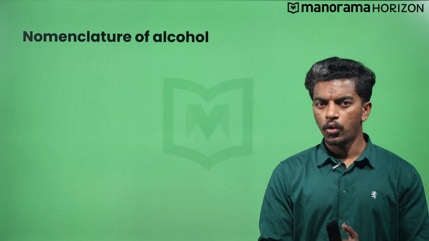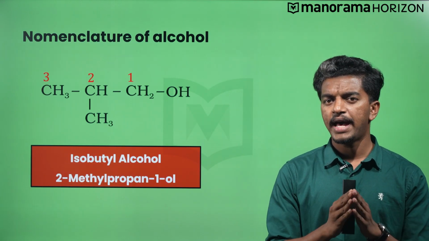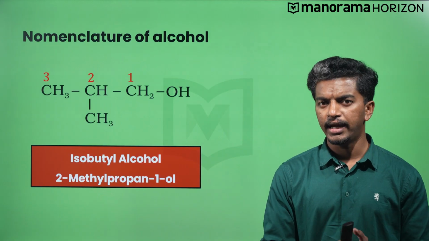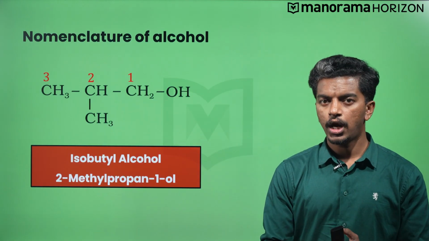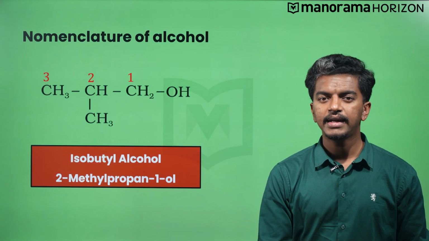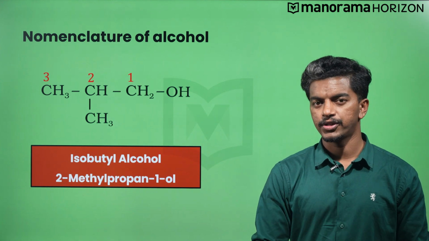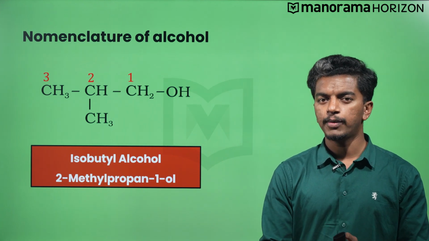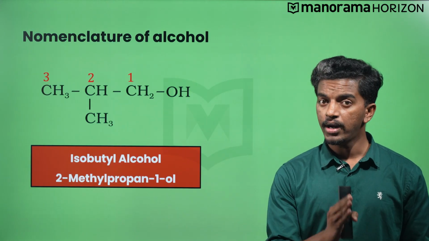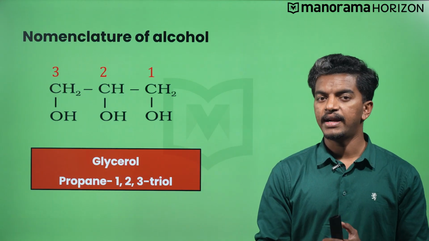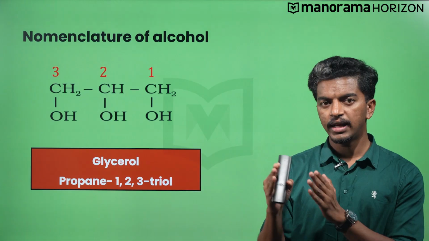In the case of alcohol having more carbon atoms, the longest carbon chain, that is the parent chain, is numbered starting at the end nearest to the hydroxyl group, that means here. The positions of the OH group and other substituents are indicated by using the numbers of carbon atoms to which these are attached. Therefore, the IUPAC name of isobutyl alcohol is 2-methyl-propan-1-ol.